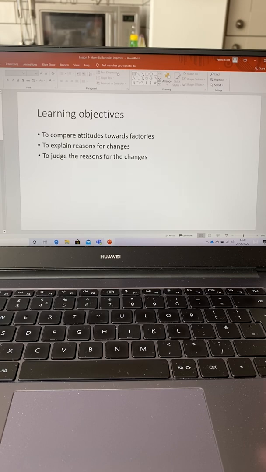We're going to compare different types of attitudes towards the factories. So we're going to see the traditional view of someone that wasn't a very good factory owner, and then compare him to someone that actually brought in a far better type of factory, clearly far better for his workers. Then we're going to explain the reasons for these changes and then judge the reasons for the changes, and try to see if you can find one reason that was more important than the others.